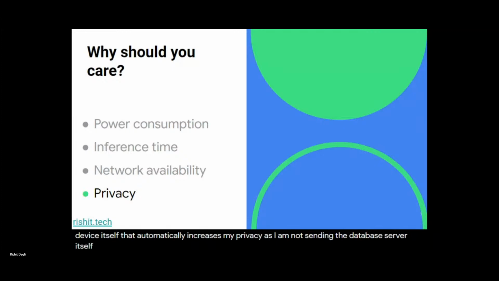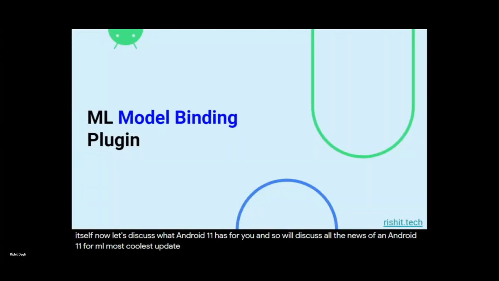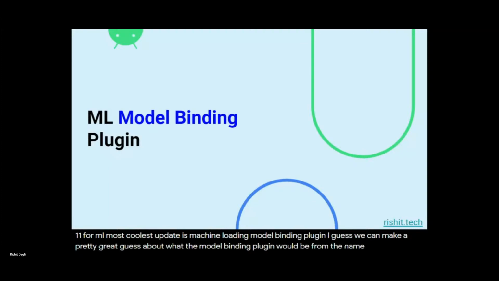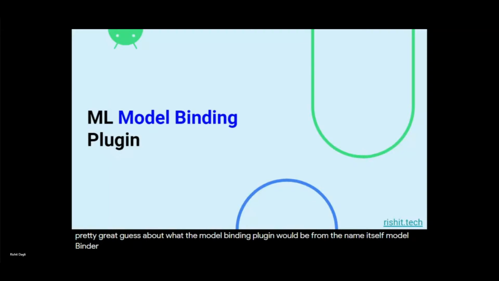So now let us discuss what Android 11 has for you. We'll discuss all the new stuff in Android 11 for ML. One of the coolest updates is the machine learning model binding plugin. I guess you can make a pretty good guess about what the ML model binding plugin would be from the name itself.